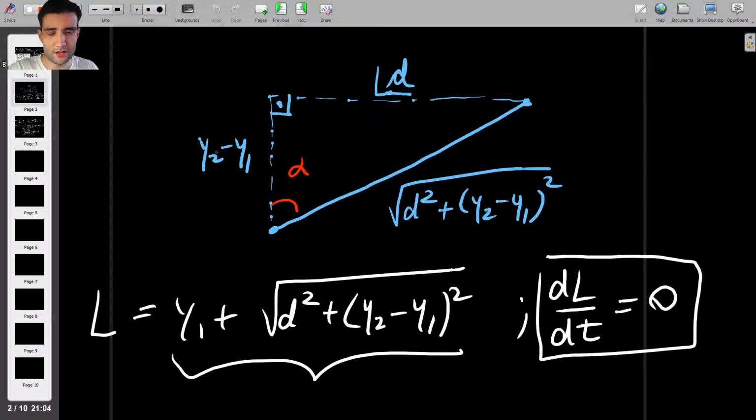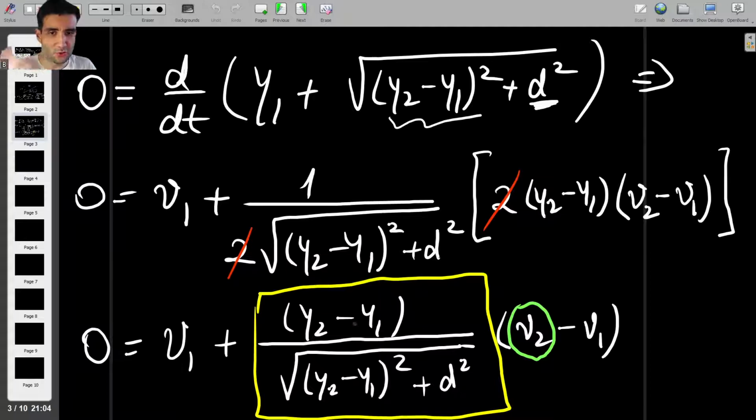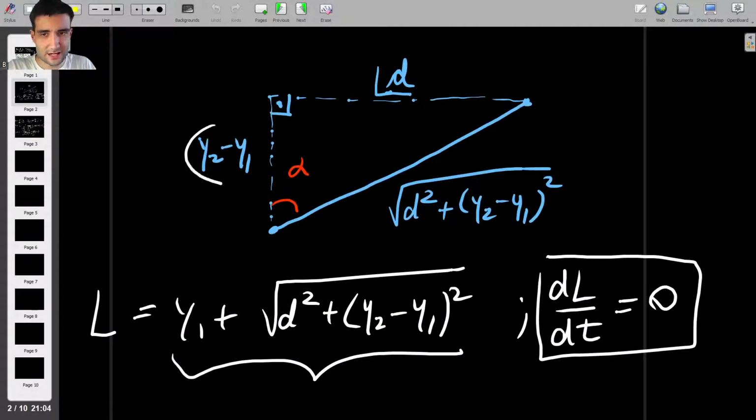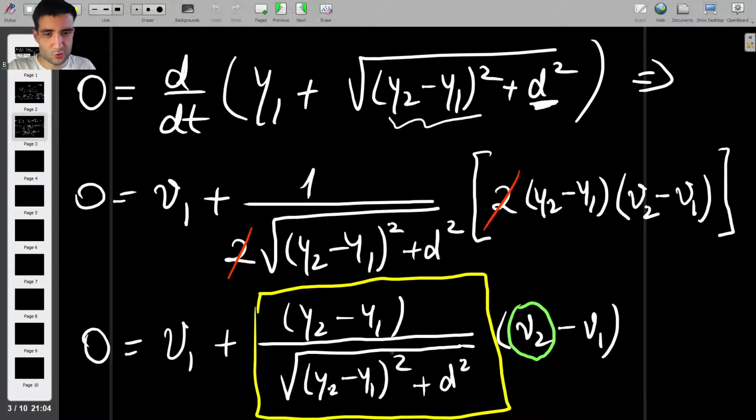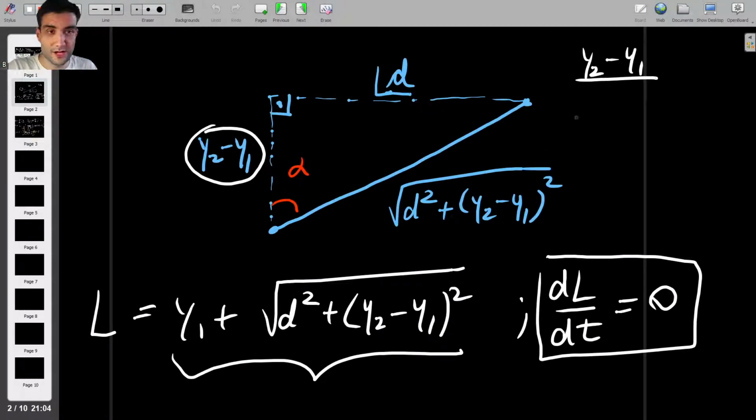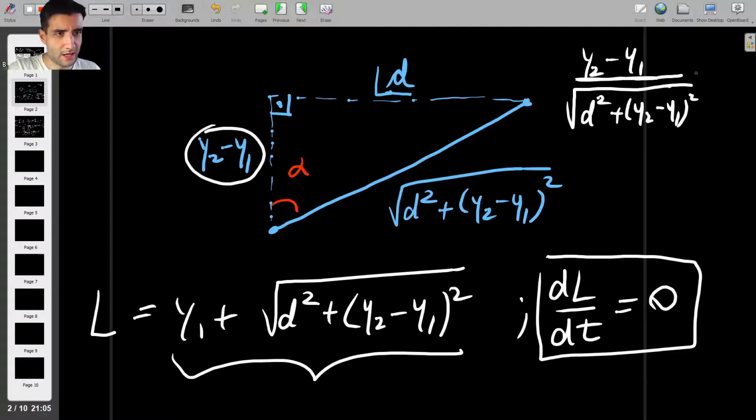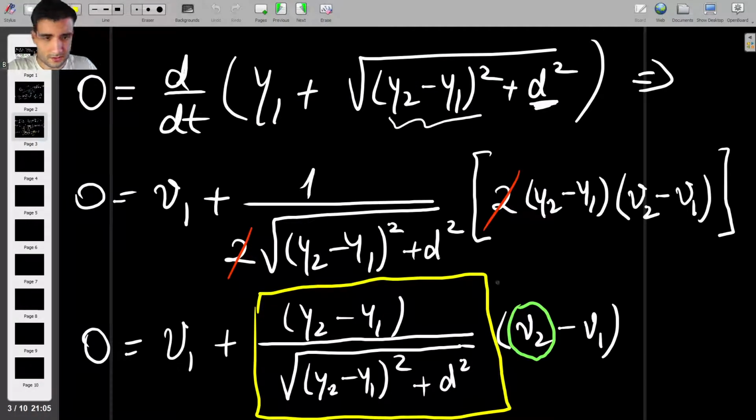So if we go back to the triangle, this fraction is y2 minus y1. In other words, it's this side, which I'll write here again: y2 minus y1 over this square root. And if you look at this, the square root is actually the hypotenuse, right? So the hypotenuse is the square root of d squared plus (y2 minus y1) squared. And this is cosine of alpha, right? Because cosine is adjacent over hypotenuse, which is identically this. So this fraction is cosine of alpha, which really simplifies things because we know what alpha is.